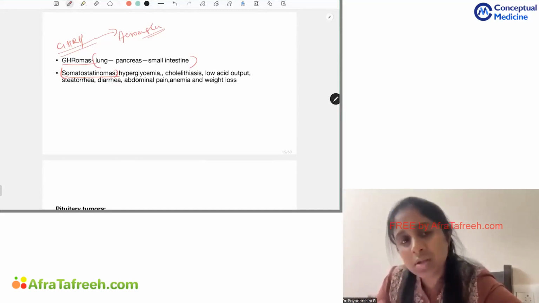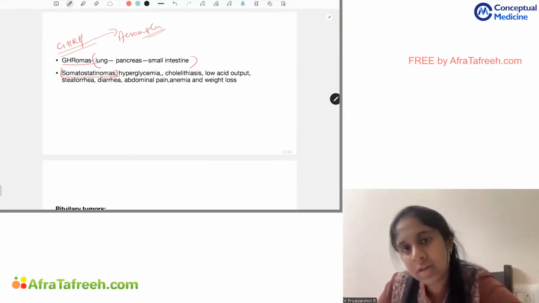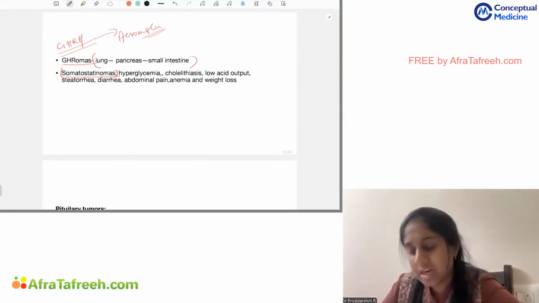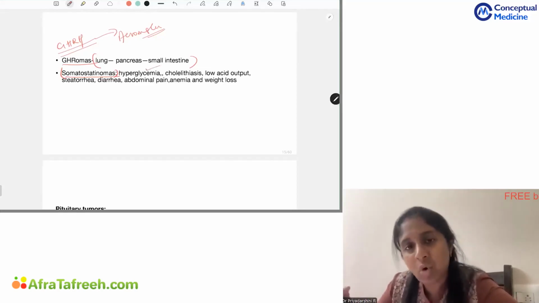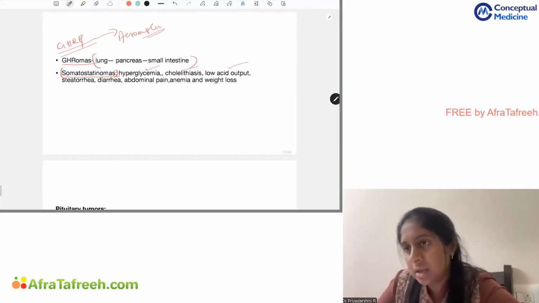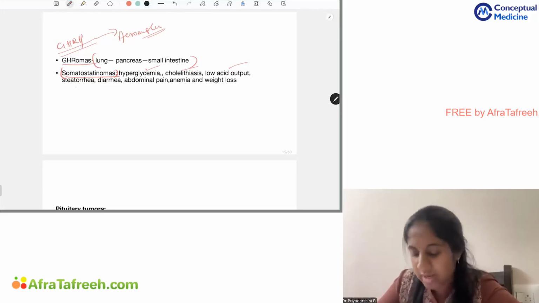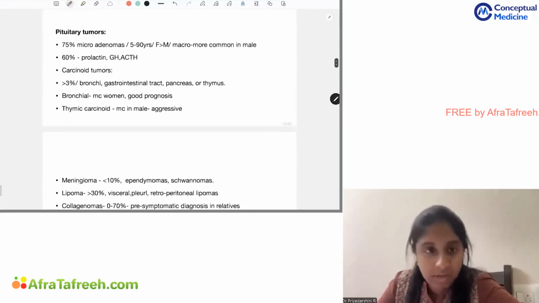Since somatostatin, what does it do? It will inhibit almost all the secretions, right? It will inhibit your insulin, it will inhibit glucagon, everything will be inhibited, but insulin will be inhibited more than glucagon. So hyperglycemia would be a manifestation. Gallbladder motility will be reduced, cholelithiasis would be there. It will inhibit acid secretion, so low acid output. It will inhibit all the exocrine enzymes also. So steatorrhea, diarrhea, abdominal pain, anemia, and weight loss would be there. So these are all the manifestations of somatostatinoma.